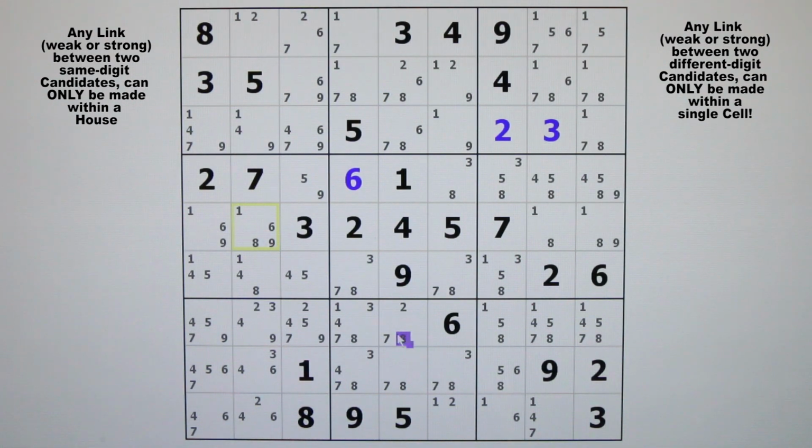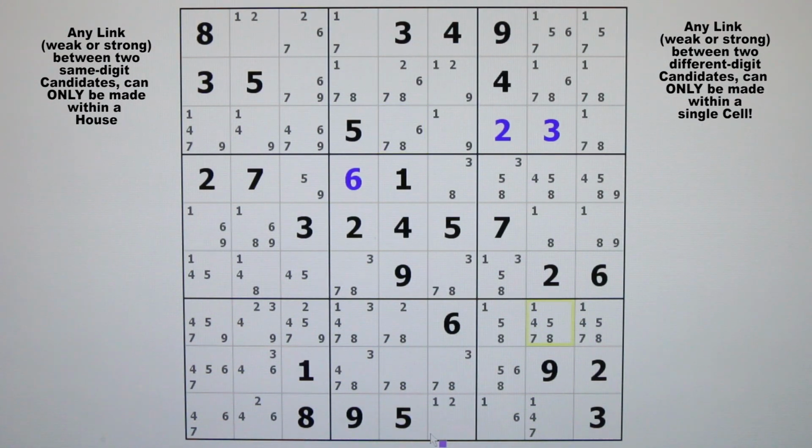So, there can't be 2 candidate 8s in the same cell, so there's no way you're going to connect an 8 to another 8 within a cell. The only way you can connect 2 same digit candidates is in 2 different cells that are in the same house, like that. Okay? So you can connect this 8 to that 8 because they're in the same row, and you can connect this 8 to this 8 because they are in the same block. But you cannot connect this 8 with that 8, for instance, because they do not share any house in common. Okay? So that's for same digit candidates.